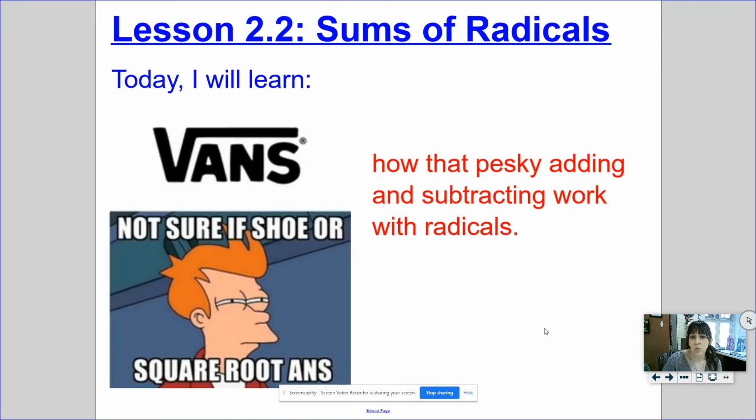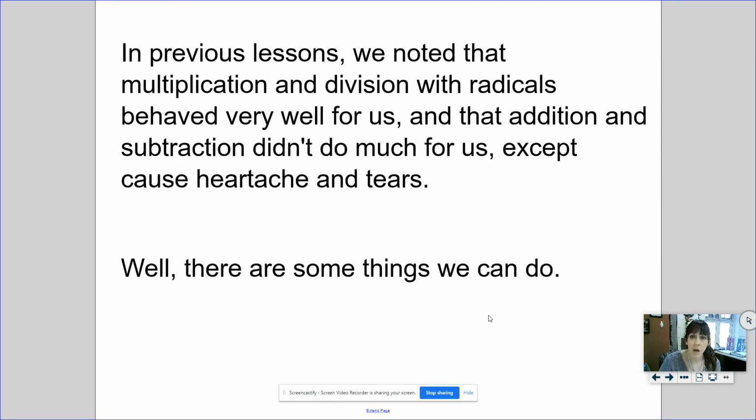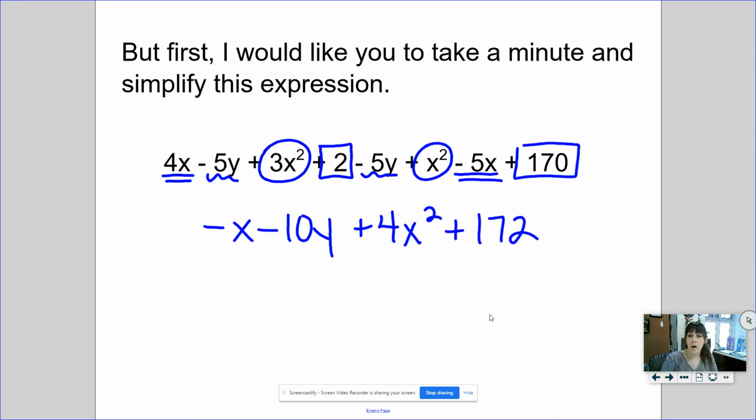Today's goal is to work with radicals a little bit more and focus on how to add and subtract radicals. So in the last lesson, you learned the multiplication and division properties. Now, what do you do with adding and subtracting? We basically just noted in the last lesson that there wasn't much that we could do with addition and subtraction. So I'm going to show you what you can do with those now.